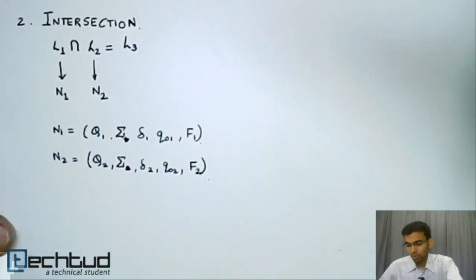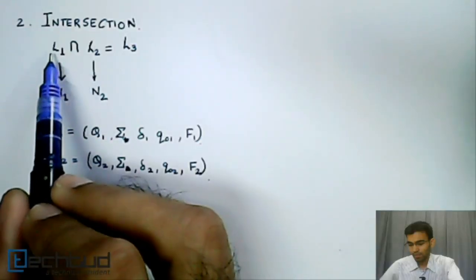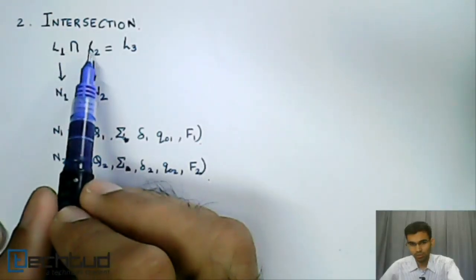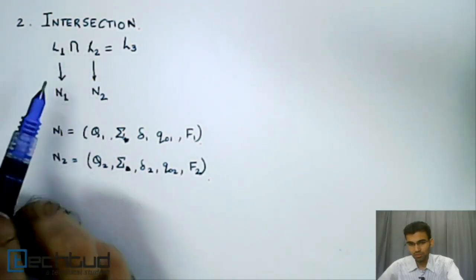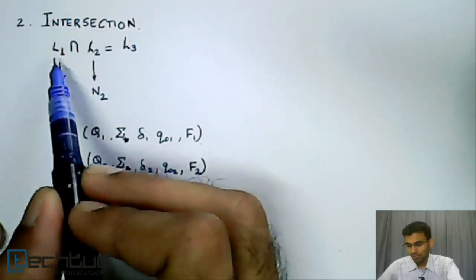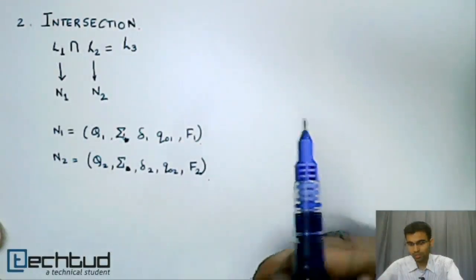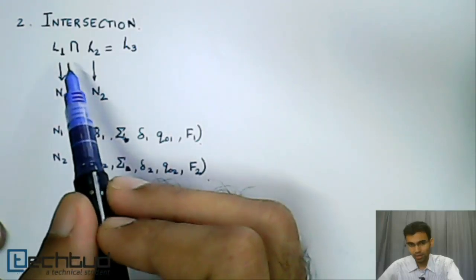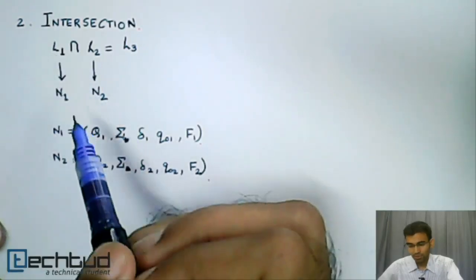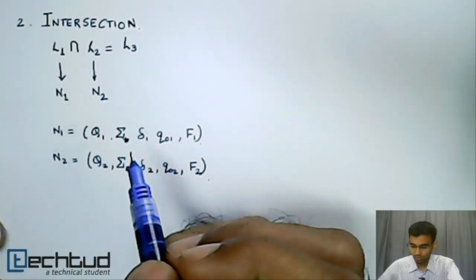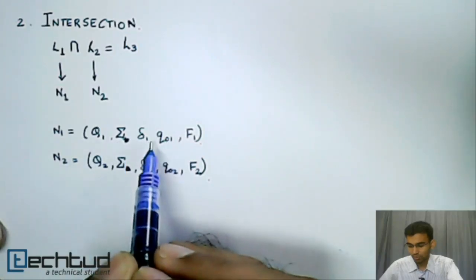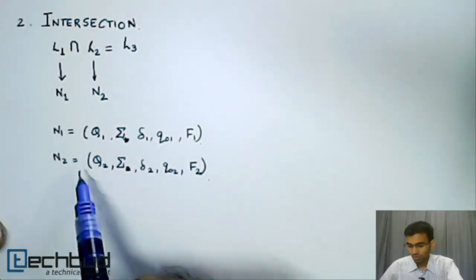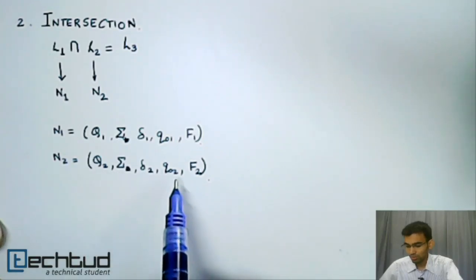So we move on to the next closure operation, intersection. The intersection operation states that the intersection of L1 with L2 produces a third language L3, which is also regular. Now to prove this, we do the following. Since L1 and L2 are both regular, we can construct NFAs for L1 and L2. Let N1 be the NFA for L1 and let N2 be the NFA for L2. N1 is therefore defined as Q1, sigma, delta 1, Q01 and F1. N2 is similarly defined as Q2, sigma, delta 2, Q02 and F2.